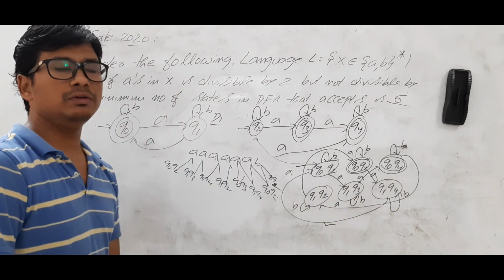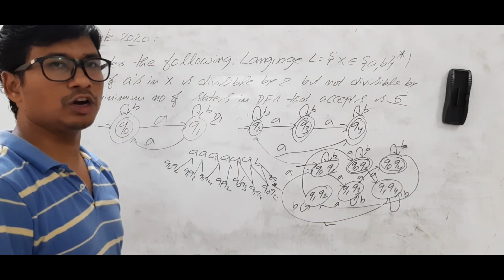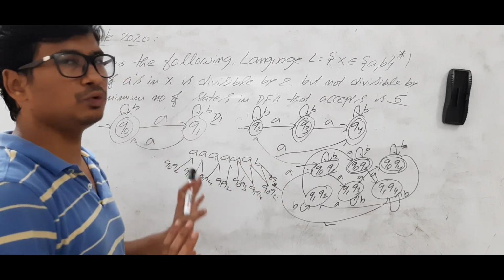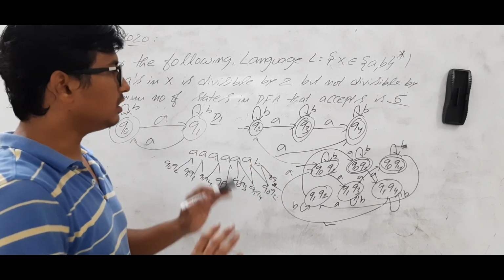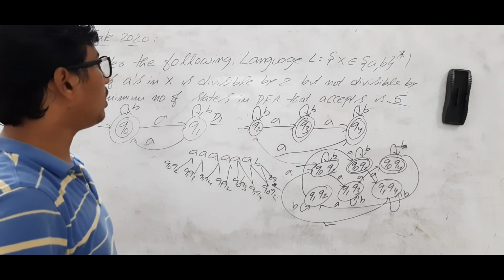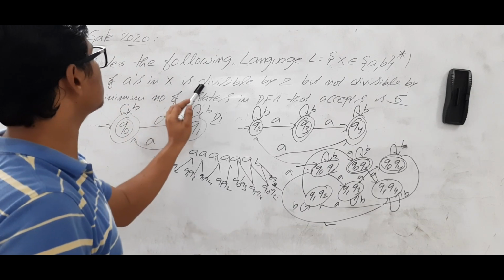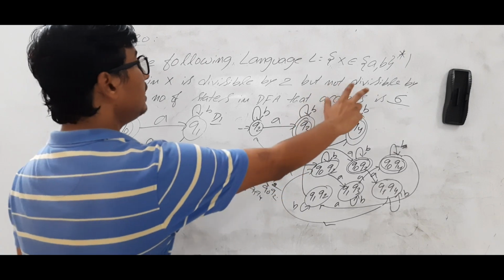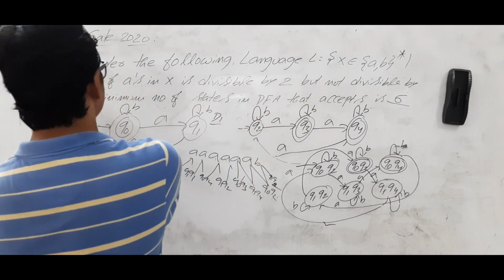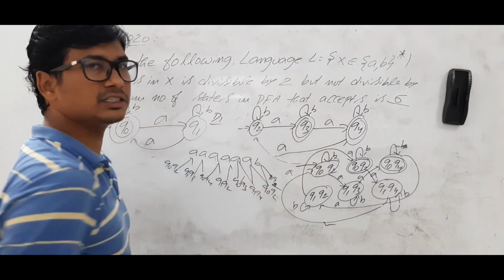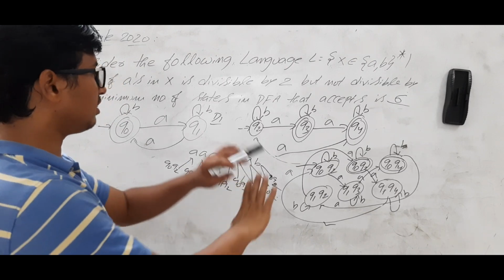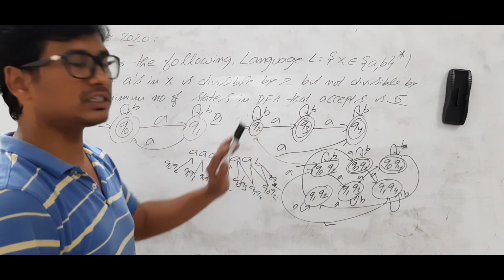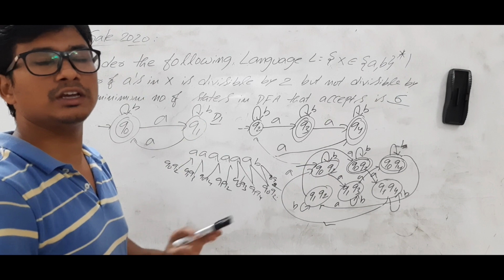Now let me tell you a simple shortcut. People who are very familiar with GATE will not do this much. How they will do it: the number of A's divisible by 2 gives you 2 states. The number of A's divisible by 3 but not divisible by 3, you will get 3 states. 2 into 3, 6 states. They will not construct the DFA. They will not do the entire procedure.